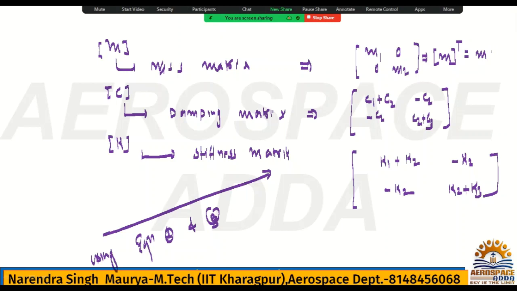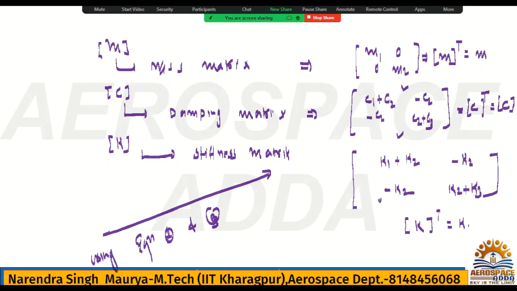Similarly, it's a symmetric matrix, yes or no? It's a symmetric matrix. And similarly, if you check c1 plus c2, minus c2, minus c2, c2 plus c3, here also if you check the elements, it is also symmetric, right? So just generally I am saying, it is not useful actually. We can check this is the transpose of this. And similarly here K1 plus K2, minus K2, minus K2, K2 plus K3. Here also if you take the transpose of this, you will get the same. So just generally I am saying it is not useful. Useful is this matrix only for the calculation.